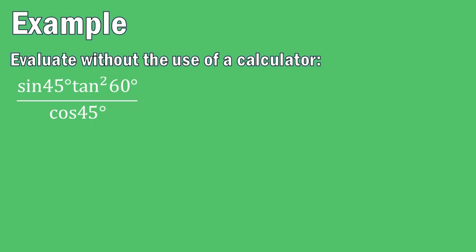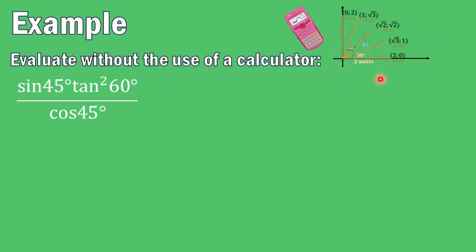Evaluate without the use of a calculator this scary looking thing. All you need to do is break it down into the three components. There's a sine, there's a tan, and there's a cosine. So I want to give you a sneaky tip, and this is very naughty of me to tell you this, but if you break it down in those three components, sine, tangent, and cosine, you can use your calculator, but don't go and put this entire thing into your calculator. That's when you're going to get no marks.